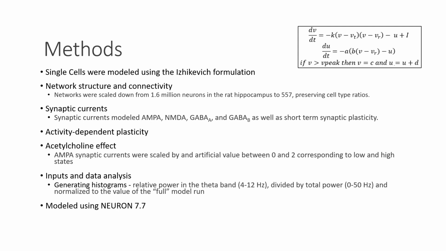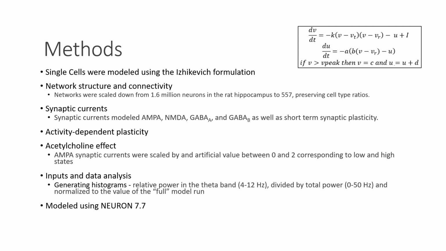Model cells were then distributed uniformly in 3D space, simulated, and separated into 3 regions: the CA3, the EC, and the DG regions, with dimensions that approximate the respective dimensions of the hippocampus. The cells were then connected with respect to actual biological data. Synaptic currents modeled AMPA, NMDA, GABA A, GABA B, which are the excitatory and inhibitory synapses, as well as some of the short-term plasticity between those cells.